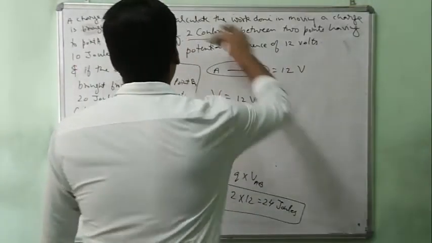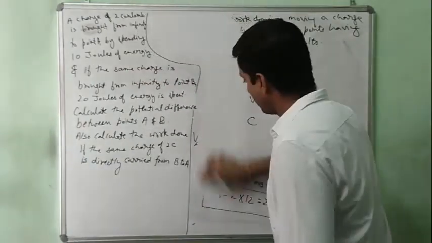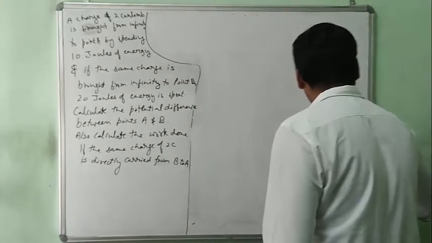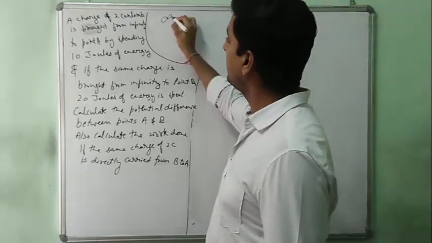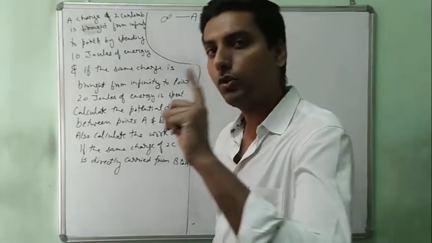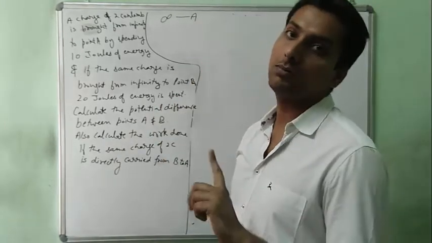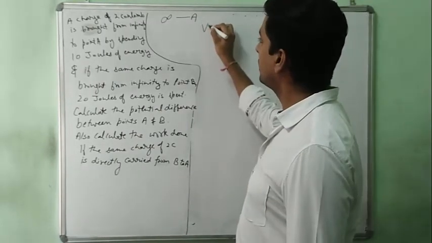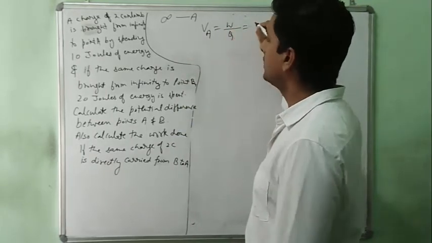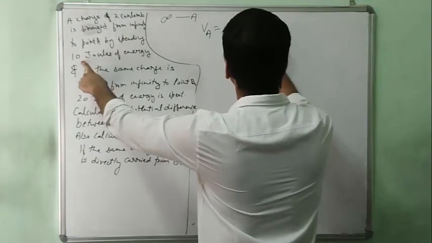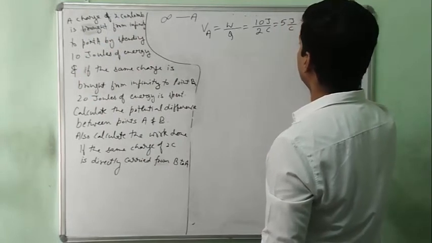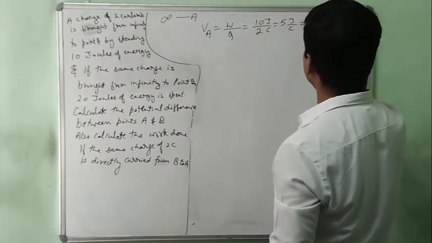Just notice the question. First it is saying that the charge arrives from an infinite point to a known point in electric field, that is point A. Correct? Whenever you carry the charge from infinite point to a known point, it is potential and not the potential difference. So that means it will be potential of point A. And potential is given by work done divided by charge. So work done, that is energy spent in point A, was 10 joule divided by 2 coulomb of charge. So your potential becomes 5 joule per coulomb, which can be said as 5 volts.